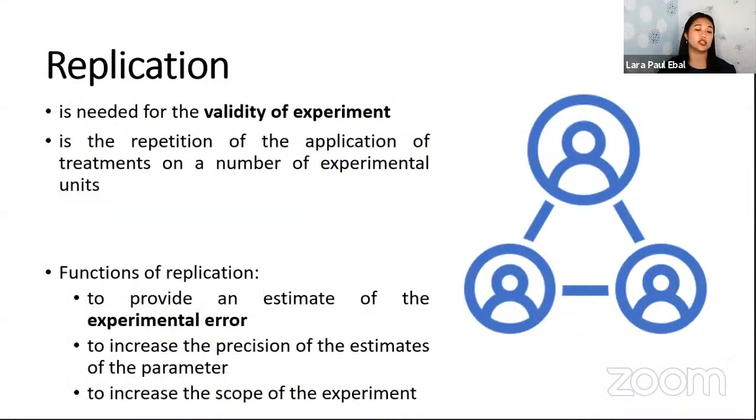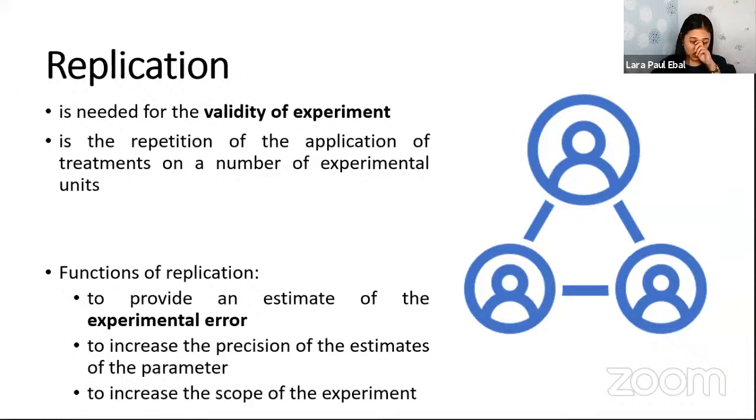So it's needed for the validity of the experiment. It is the repetition of the application of treatments on a number of experimental units. Okay, so repetition of the application of a certain level of treatment. Recall again that we try to apply a certain condition or certain treatment level to several experimental units, okay? And then we expect that these experimental units must result in almost the same measurements or values. So this actually ensures us that we are getting the correct results, that's why making this experiment valid.